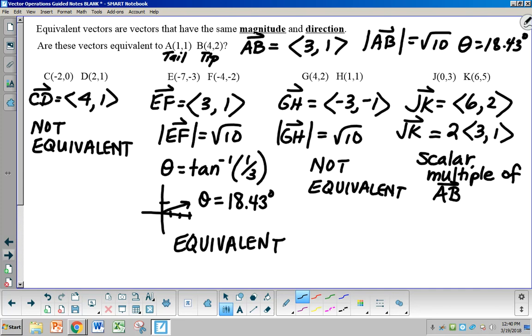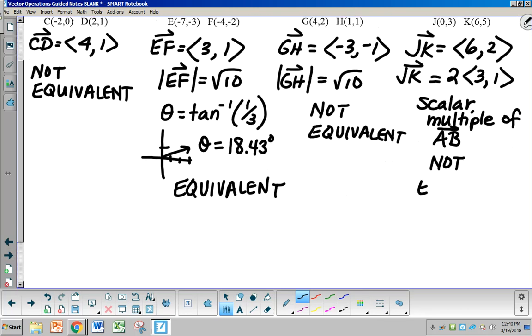So this is not equivalent. What is the magnitude of this vector, JK? It's the square root of 36 plus 4, root 40. But, I mean, could we say it's 2 root 10? Is that reasonable? You can say that. Yeah.